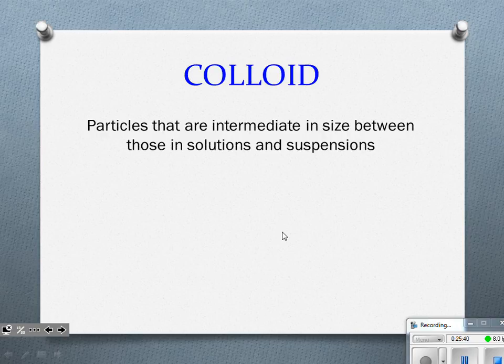A colloid. A colloid is a particle that has an intermediate size between those in solutions and those in suspensions. So in a solution, the substance is dissolved uniformly into the liquid. In a suspension, the particles are so big that they settle out down to the bottom if they're unagitated. Well, a colloid is somewhere in the middle. They don't settle out to the bottom, but yet they're not dissolved into the liquid. In this case, we're talking about liquids.